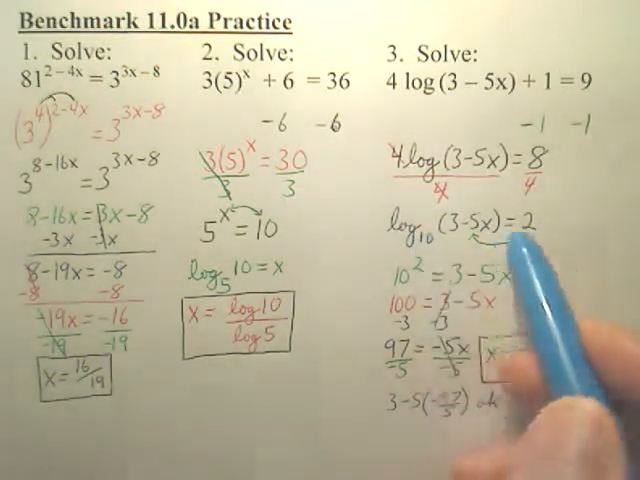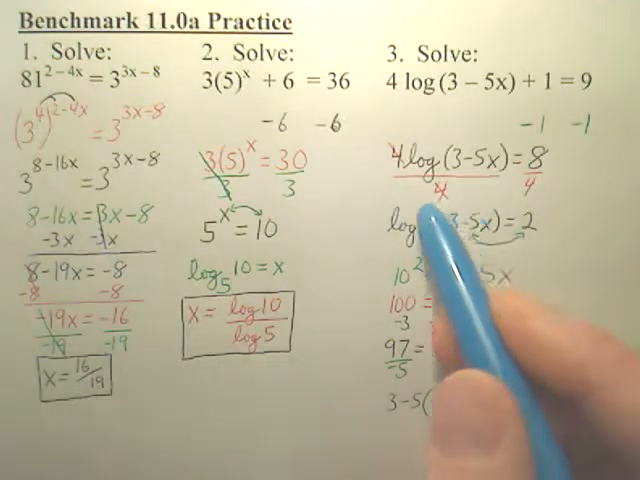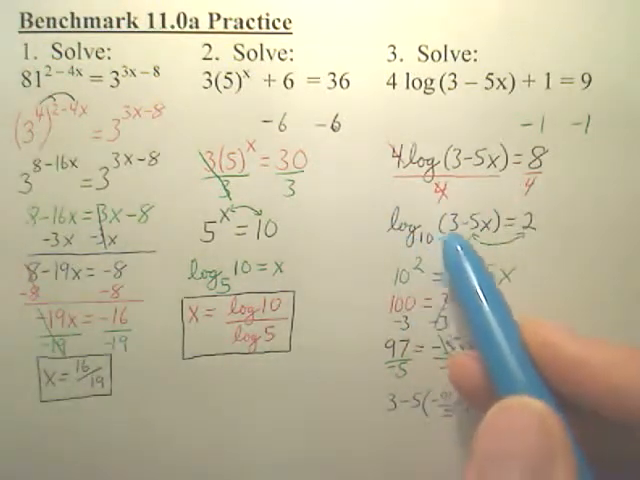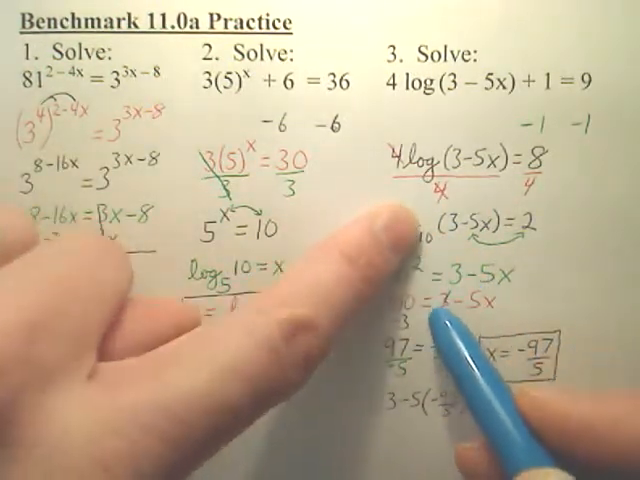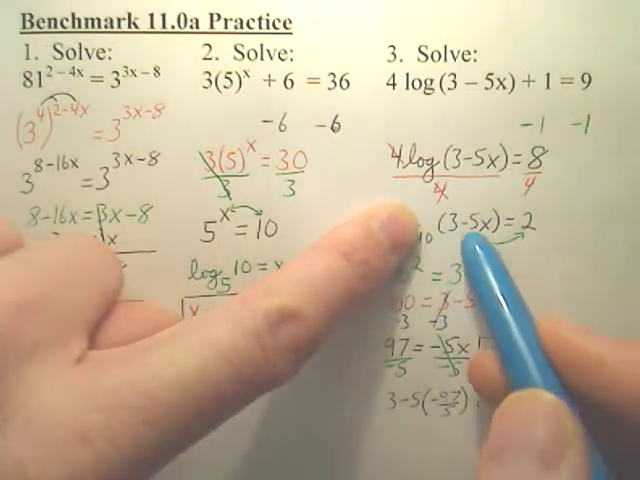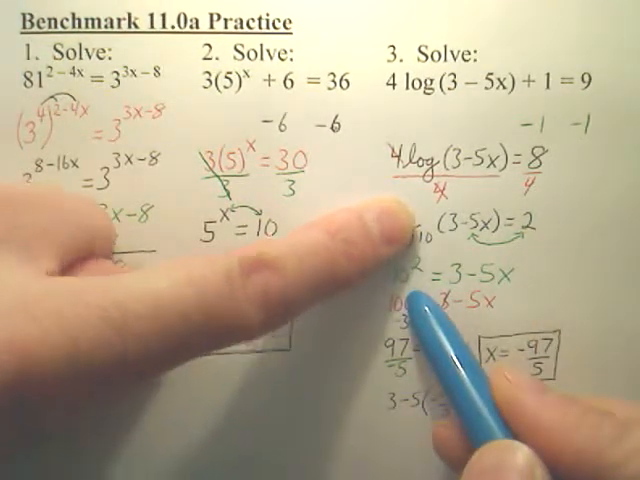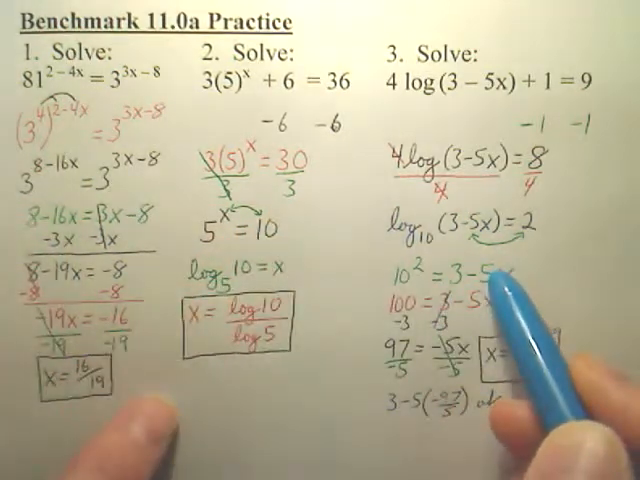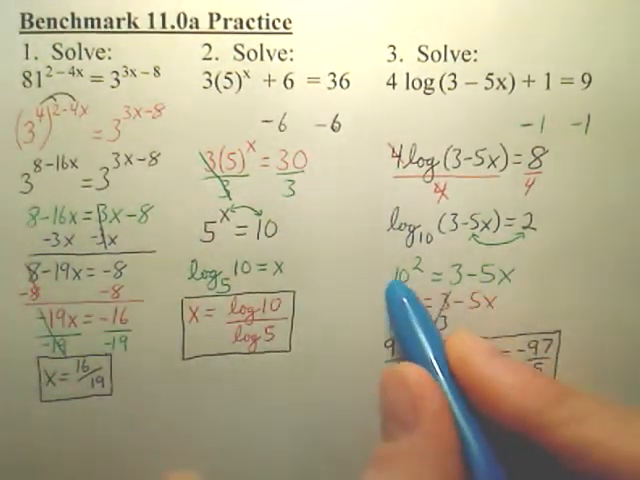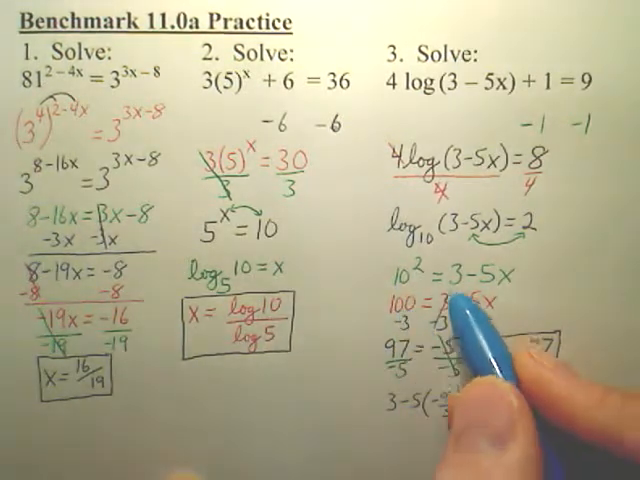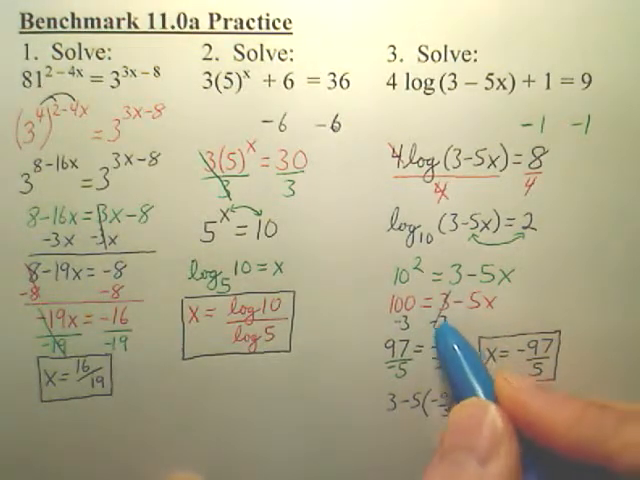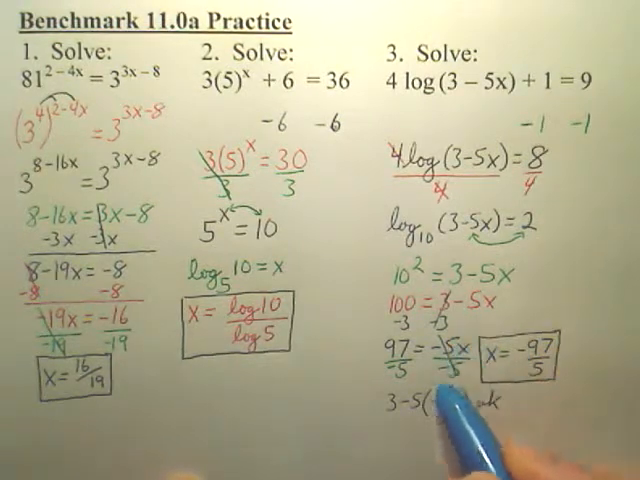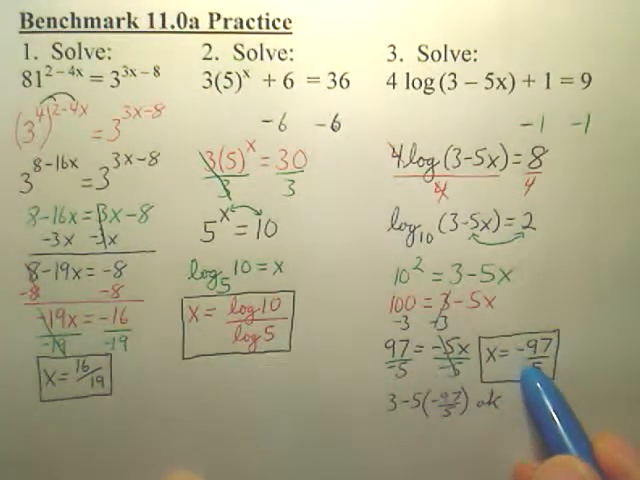And then I have to change this log into an exponent. Again, the log is isolated, so I change it to an exponent. I cover the log, or erase the log, switch these two values, and I get here in the green. Erase that, switch these two, and I have what's in the green. Now I just solved this. 10 squared is 100. Alright. I minus the 3 over, divide by negative 5, and there's my answer.